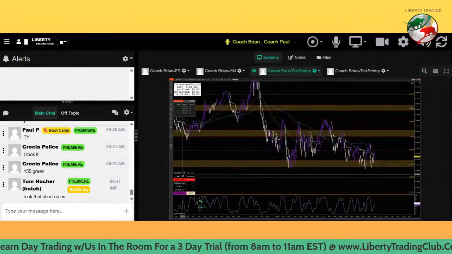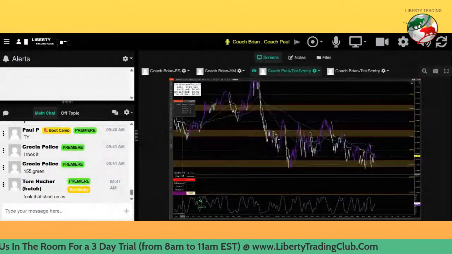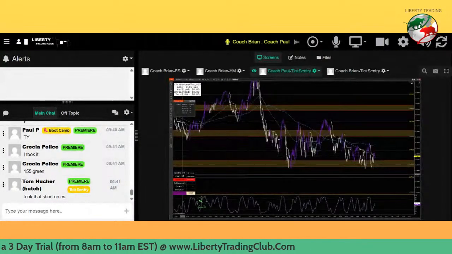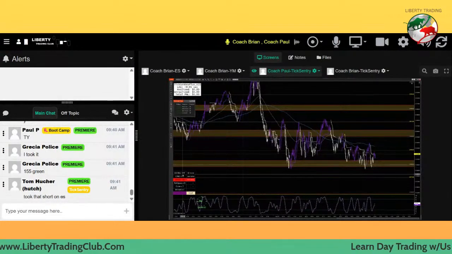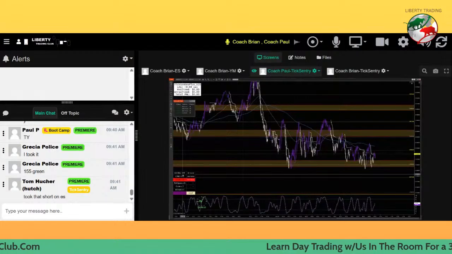YM's about to do it. Looks like probably the NQ's about to do it too, right? What's that breakout? Oh yeah, to the downside. That's why I'm not taking the long bounces. All three indexes look like they're about to break to the downside.